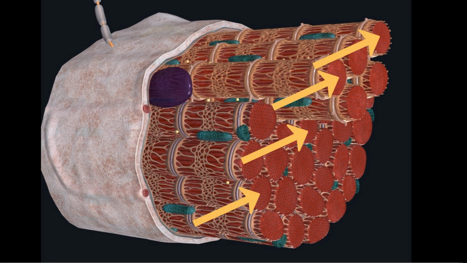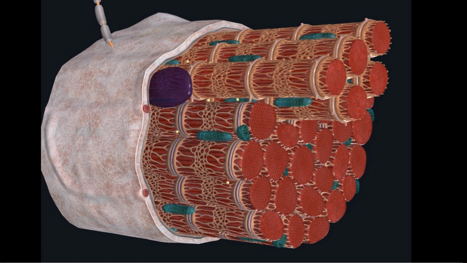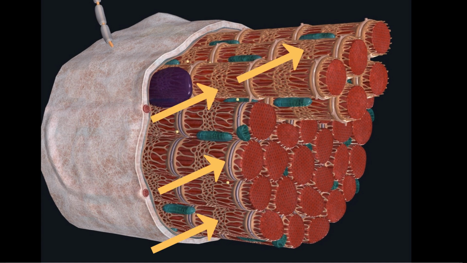Myofibrils dominate the sarcoplasm. They're these long cylindrical bundles of myofilaments about 1 to 2 micrometers in diameter. You saw them earlier in transverse sections through muscle fibres. Mitochondria and smooth endoplasmic reticulum lie between the myofibrils.